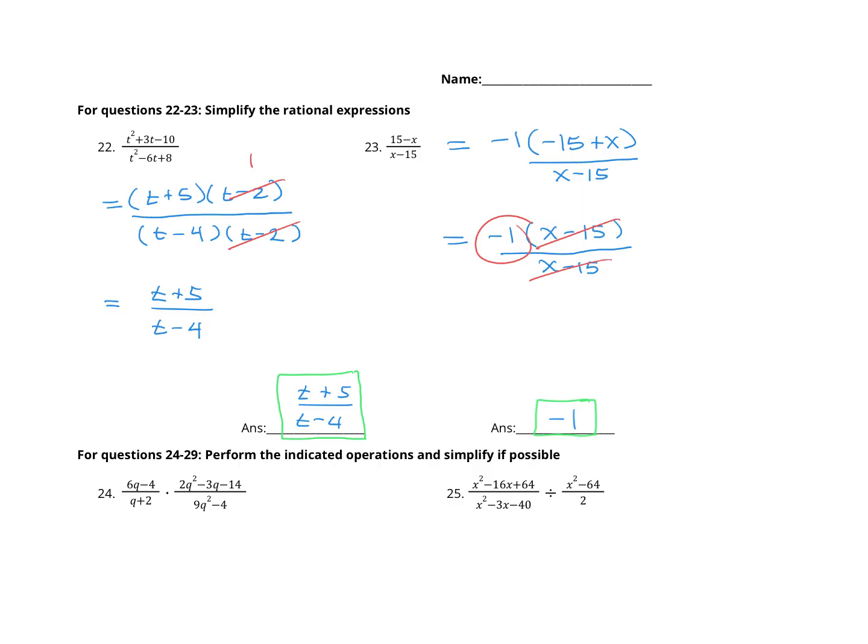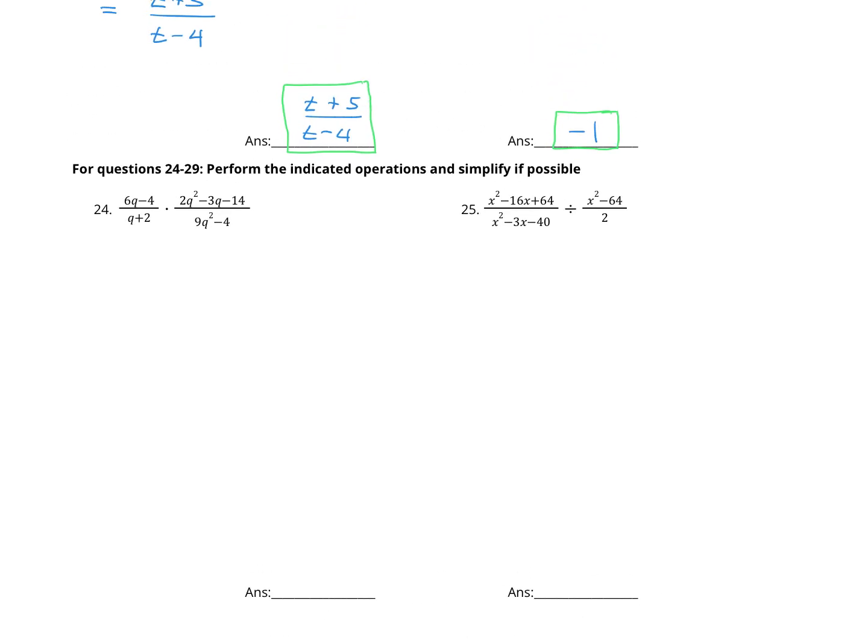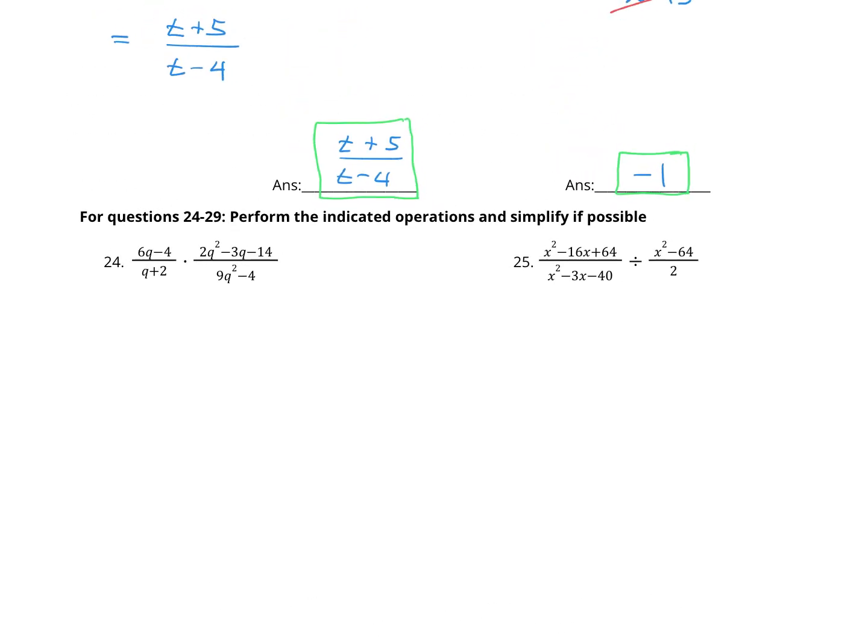All right, so now let's move on to multiplication and division. For this first problem here, you will notice that we're going to multiply together two rational expressions. So we have to follow the rules of multiplying fractions. The rule is we multiply straight across. So this really looks like we're going to be gluing together, and that's what I like to call it. This is a 6q minus 4 multiplied with 2q squared minus 3q minus 14 over top of q plus 2 times 9q squared minus 4.